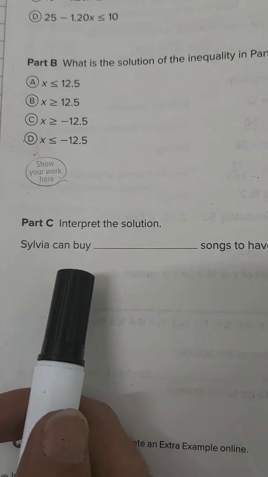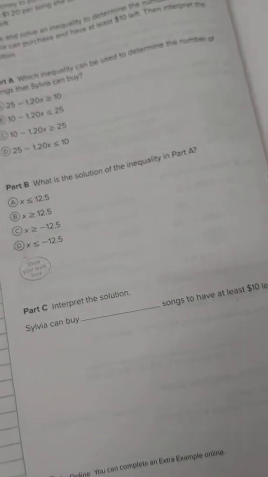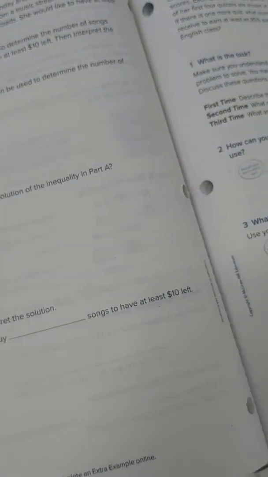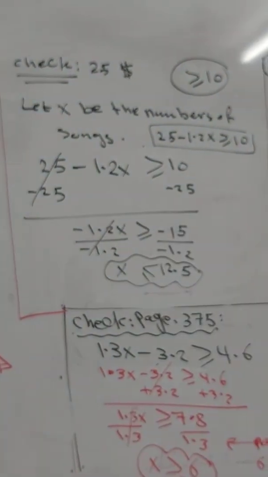Now here down, guys, interpret the solution. Sylvia can buy 12 songs because I cannot download half of a song. So we can say 12 songs to have at least $10 left. This is the check, guys, about how we deal with subtraction.